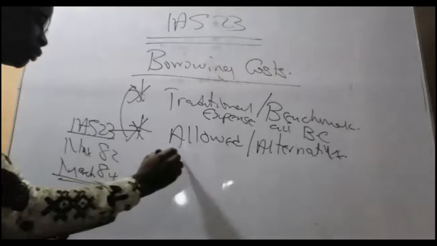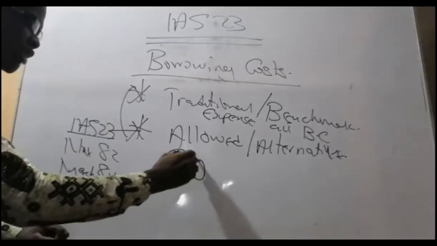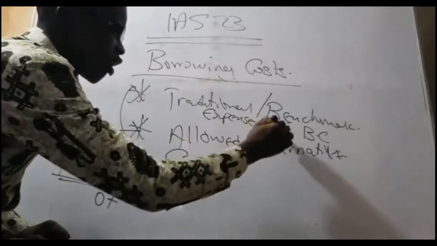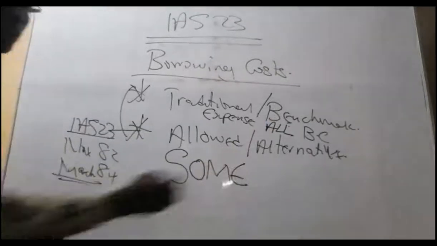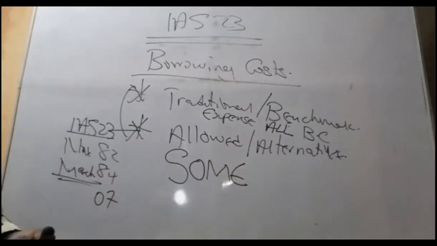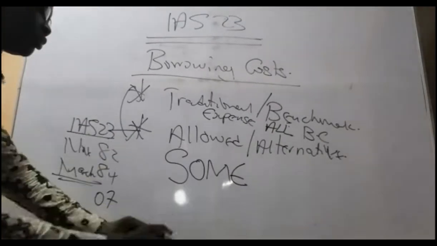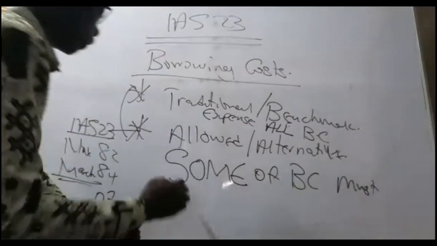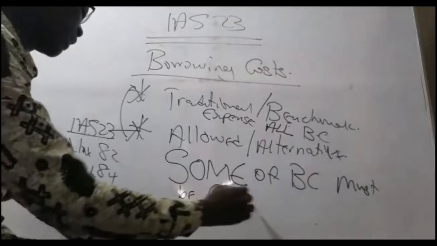So the allowed or the alternative treatment states that, unlike the benchmark where you expense all borrowing costs, some of the borrowing costs eligible for capitalization must be capitalized. So here the borrowing costs that are eligible for capitalization must be capitalized.